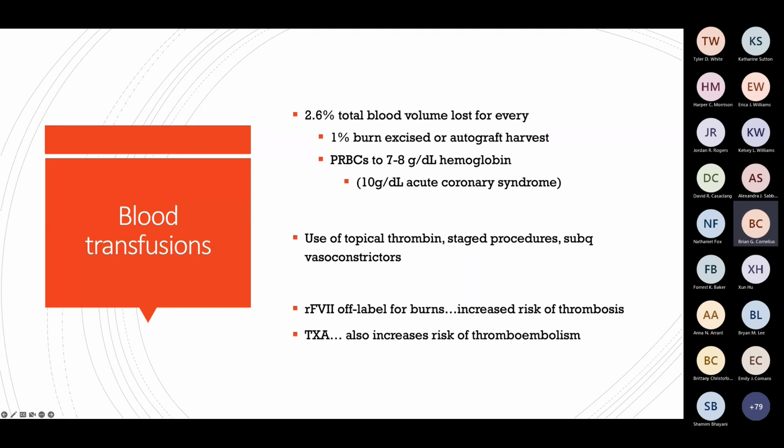Other things you may see, the use of NovoSeven may be beneficial to reduce the risk of bleeding, but it does obviously increase your risk of thrombosis. Likewise, TXA may cause an increased risk of thromboembolism, but it may reduce the risk of bleeding. So it really depends on the patient.